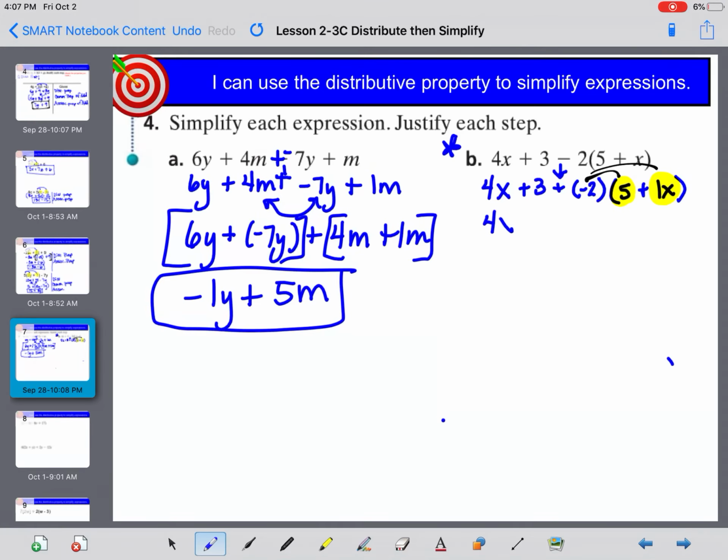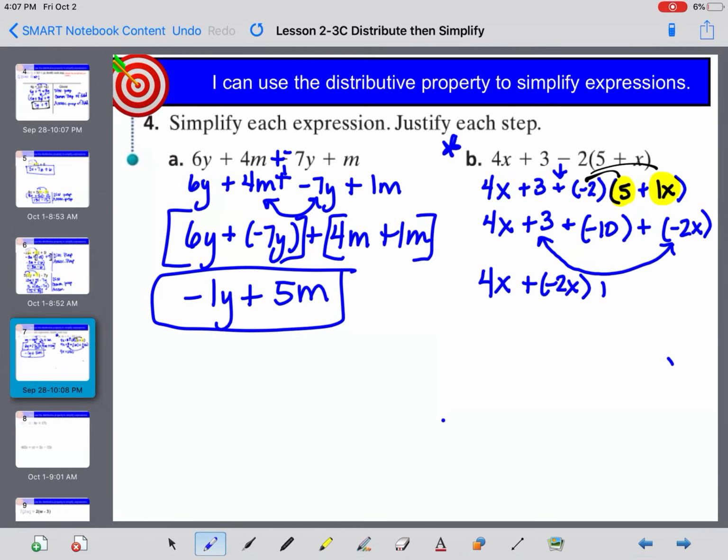So 4x plus 3 plus -10, because -2 times 5 is -10, plus -2x, because -2 times 1x is -2x. Then I'm just going to tell you the properties because I don't have room here to write it on the right-hand side. So the next thing that I'm going to do is I need to get this -2 over here. So I'm going to switch these places. 4x plus -2x plus 3 plus -10. Now you can see my like terms are by each other.